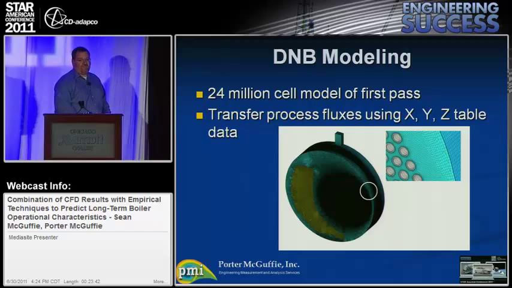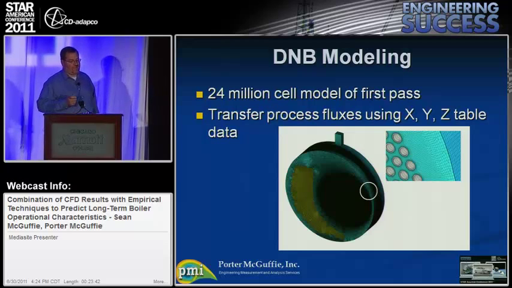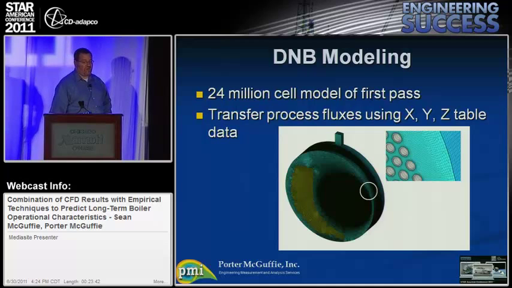We built a model. Departure from nucleate boiling will only occur just downstream from the ferrule. Past that point, thermodynamic modeling, empirical modeling does a very good job of predicting how boilers are going to operate. It's only knowing what happens right downstream from the ferrule that is of concern. So we only include the first 3 feet on the hot pass, and then we transfer the process fluxes that we predicted from the periodic model into this model on the inside of each tube.